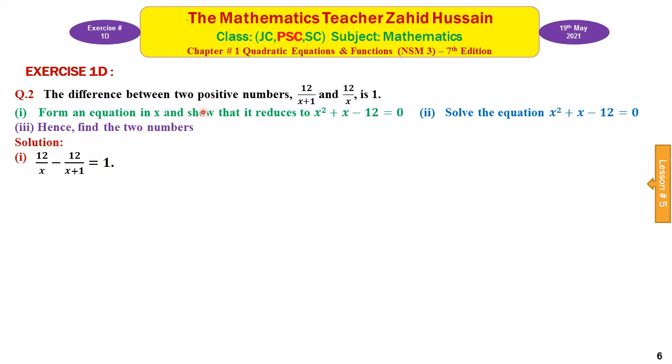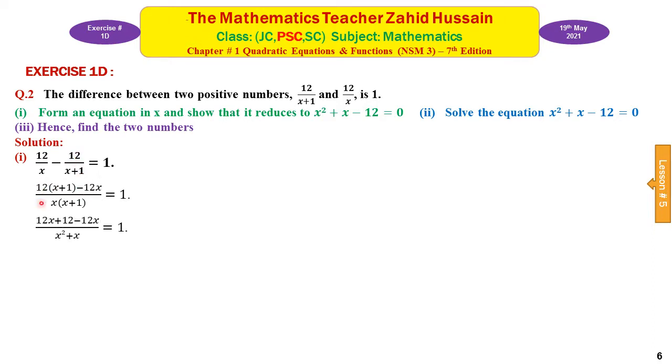And then it is asked to show that it reduces to this equation. So we will simplify this equation because there is a difference between two fractions. We will take the LCM. x into x plus 1 is the LCM. Dividing x into x plus 1 by x, we will get x plus 1. Multiply this with 12. Then minus, x into x plus 1 divided by x plus 1 will give you x, and x multiplied with 12 is minus 12x.